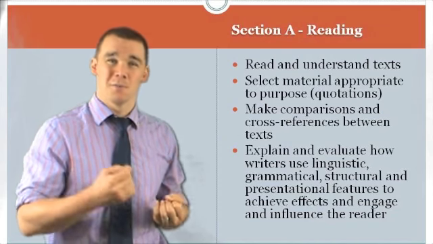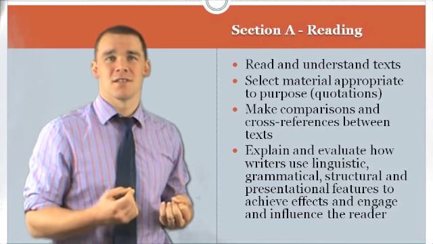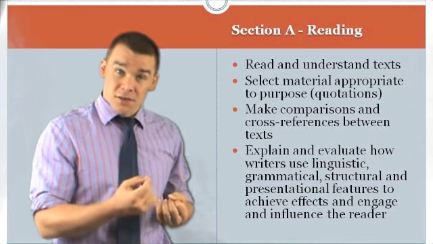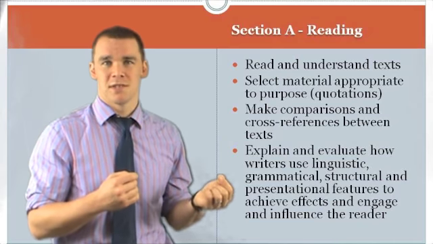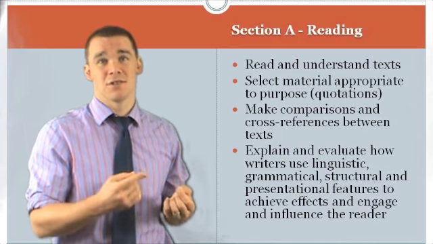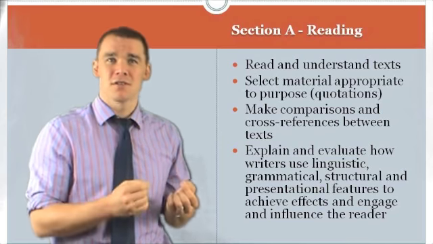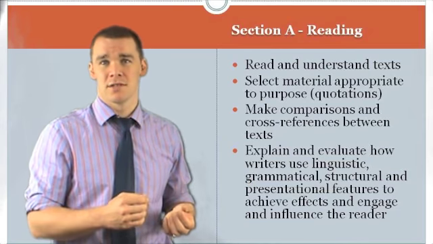The second skill you need is to select appropriate quotations and material from that text to back up your ideas and support your arguments. So if you're writing about a text, you need to bring out quotations from that text that prove and back up your ideas. The third skill is to make comparisons and cross-references between texts. Remember, you'll have more than one text in your exam, 2, possibly 3 texts, and you'll need to be able to compare and contrast those texts. What's similar about them, what's different, how are they working in different ways.